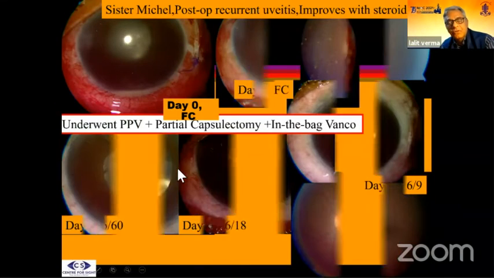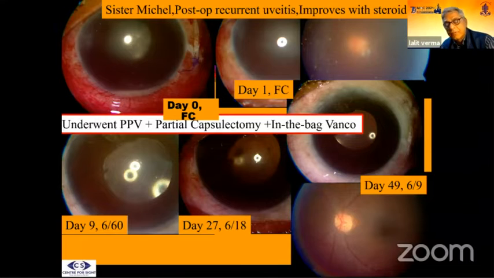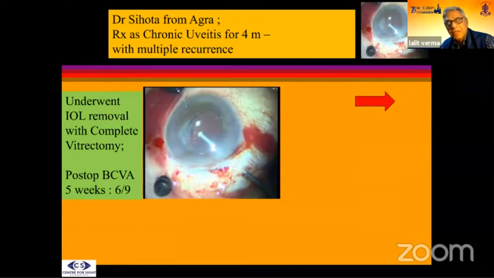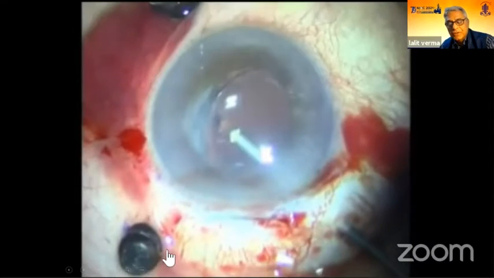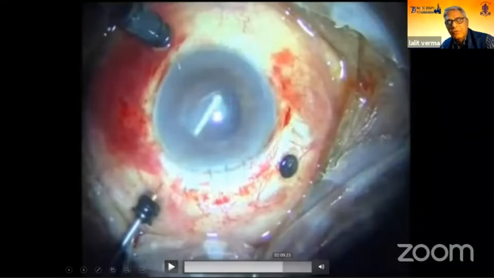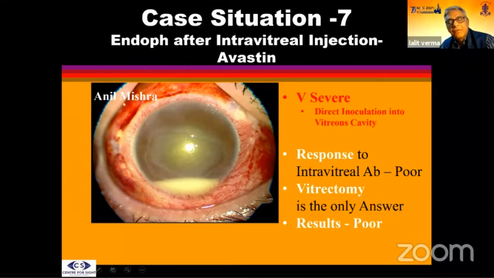In this patient, we had to do a partial capsulectomy and vitrectomy. And this patient underwent a total removal of the bag as well as the IOL. So we will just skip this video, which shows the removal of the IOL and removal of all this capsular bag, and do a radical kind of vitrectomy. Vitrectomy after injections is becoming very, very common.